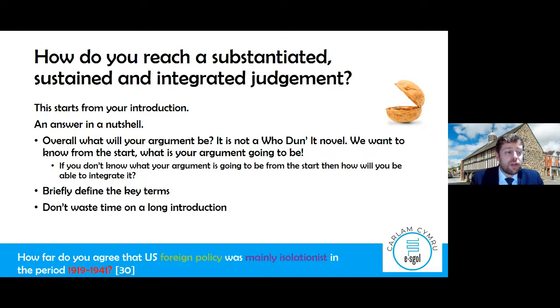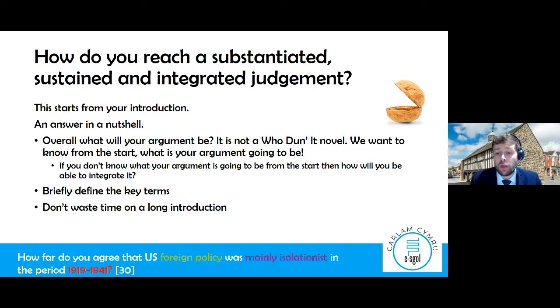So reaching that substantiated, sustained, and integrated judgment is absolutely key to this. And it starts with your introduction, right from the beginning. Because your introduction sets out what your judgment is going to be, and that allows you to make sure it's integrated throughout as you go along. So I always say, and using this little picture in the top right to kind of spark the memory, I always say to write an answer in a nutshell as your introduction. Because overall, in order to make it a sustained and integrated judgment, we need to know what your argument is going to be.